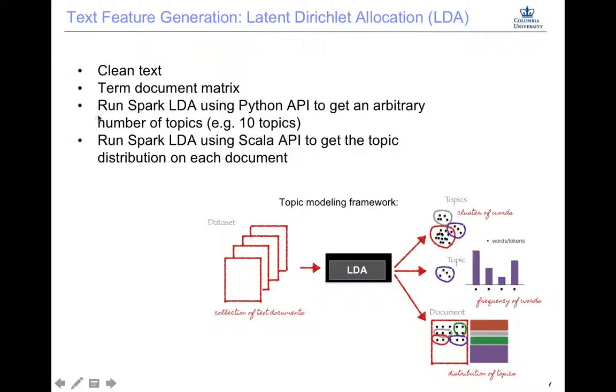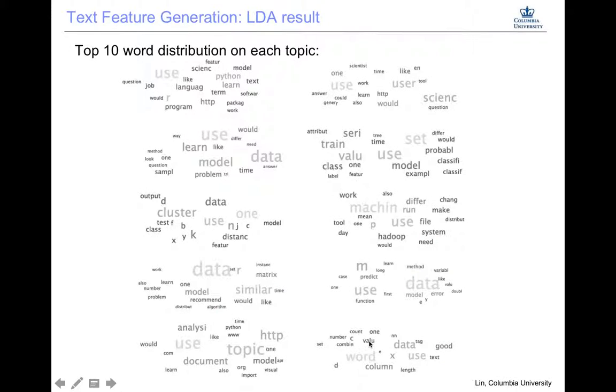We run LDA on Spark, and we get the result of 10 topics from all the posts we have. We also use the Spark LDA API to get the topic distribution of each document. The result of the 10 topics can be displayed as word clouds. Each cluster is a topic. We can see that we have some topics related to languages such as Python and R, some topics related to machine learning and algorithms, and also some topics related to data processing.